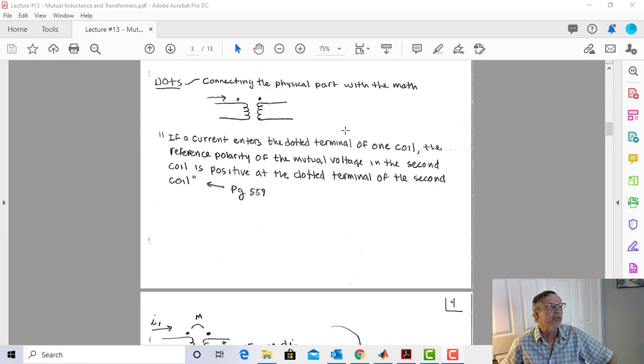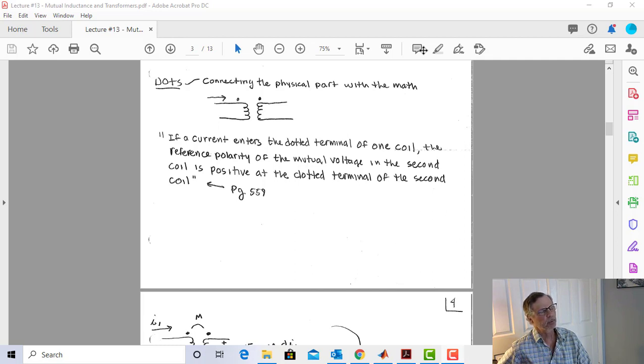Now let's look at dots on transformers. What dots do is they're used to connect the physical part of the coil with the equations that we use. And if you're seeing this concept for the first time, it looks just like another concept that we're blasting at you in EE310. But the dots often cause a lot of confusion for students, and students really sometimes need to come back and look at them again.